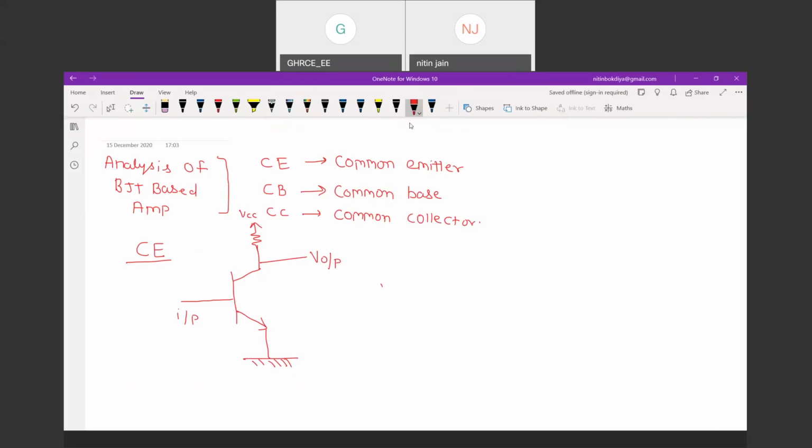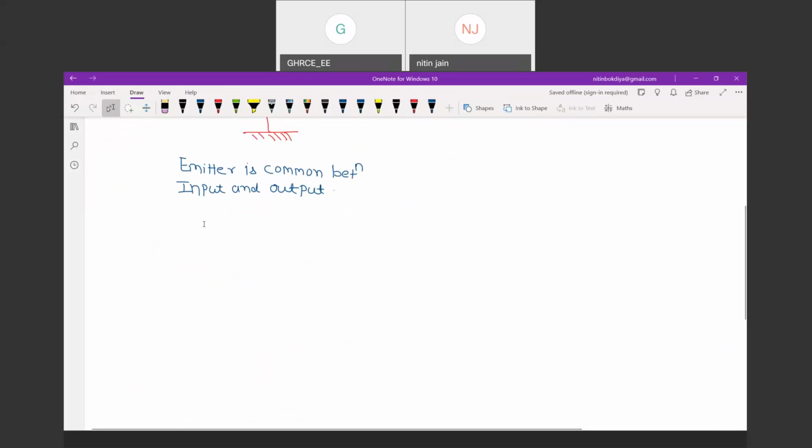So what should I say? Emitter is common between input and output. This is the idea. Next circuit is common base circuit. So let's take one more circuit, which is known as common base.